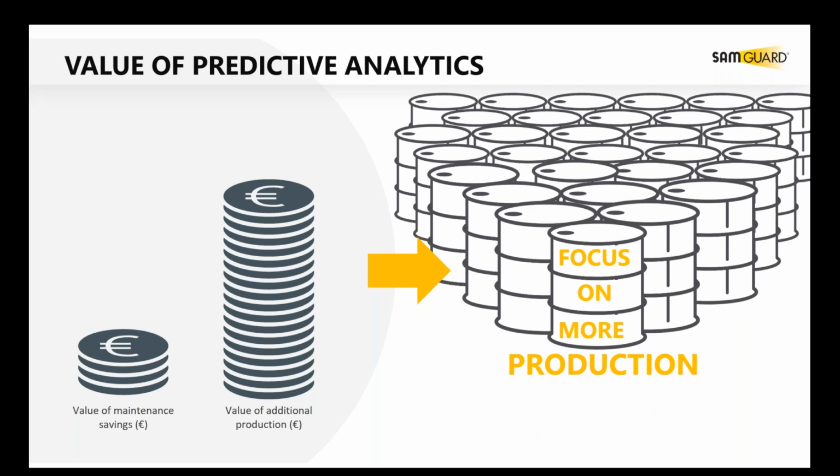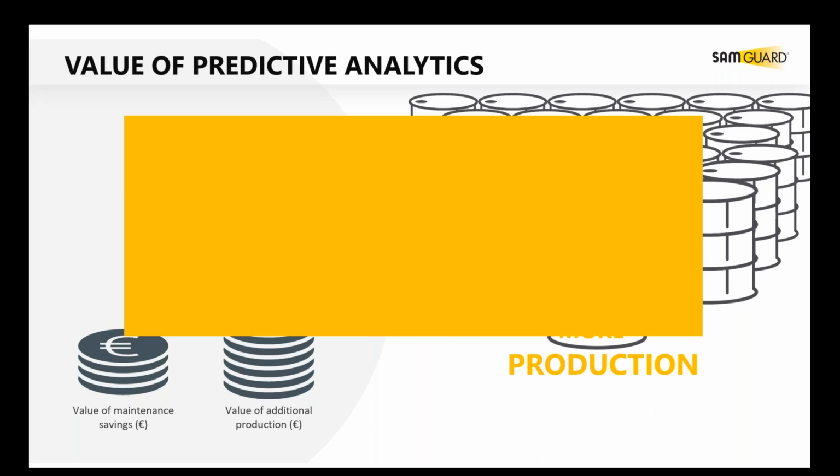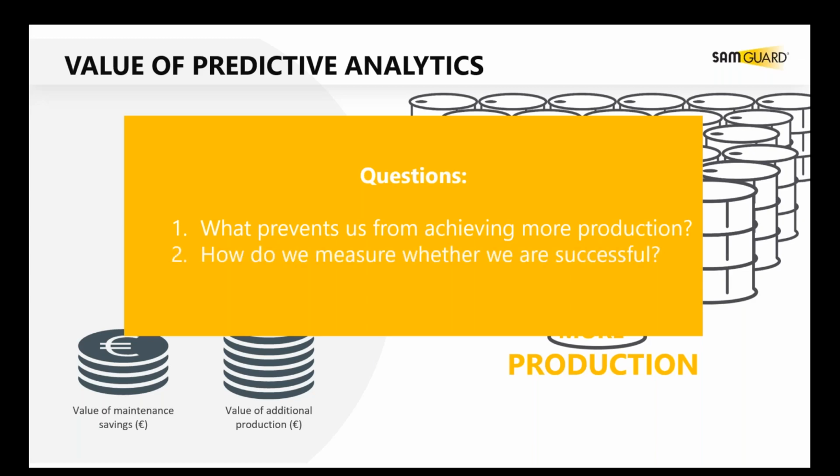The increase of value when you increase your production, compared to the savings in maintenance, is really not comparable, because the value of more production is much higher, especially in the market today, where most plants are heavily utilized. So the focus is more production. But this brings us to 2 questions. The first one is, what prevents us from achieving more production? This is something we need to think about. And the second is, how do we measure whether we are successful?